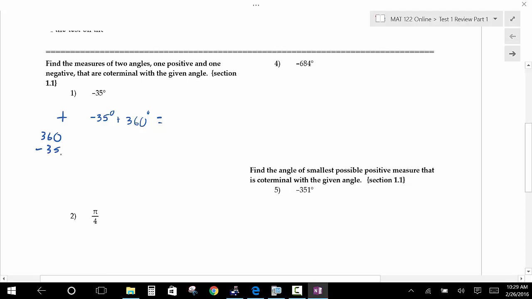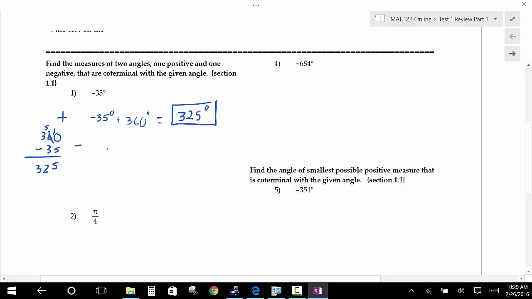360 minus 35. Remember, we're doing this without a calculator, which is good for you. We live in a world where everything is so automated, people tend to forget the basics, and you need to think. All right, so that's 325. That would be your positive one.